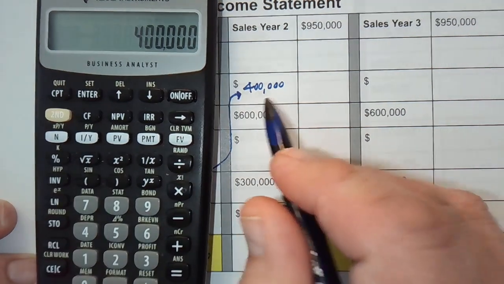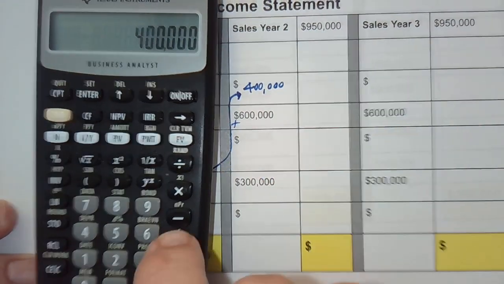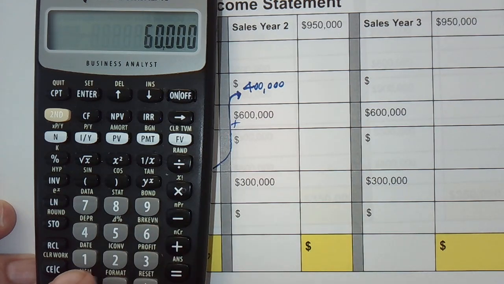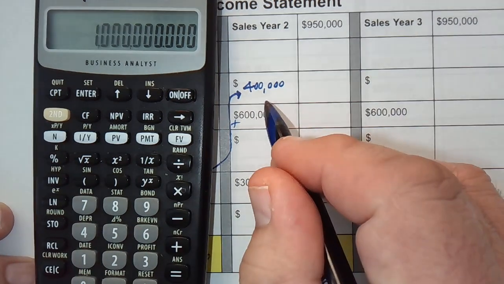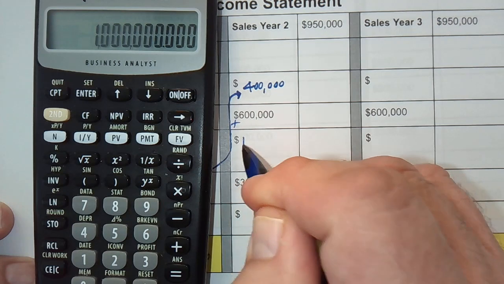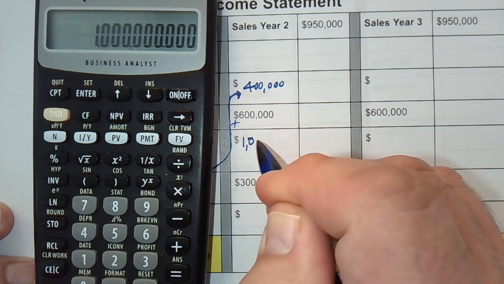We're going to take that beginning inventory, which we know now is incorrect, but at the time we don't know, the $400,000, and add to it our $600,000 of purchases. So we have goods available for sale of $1 million.